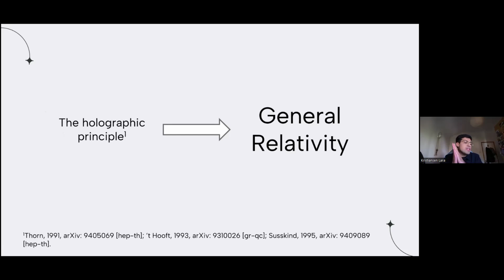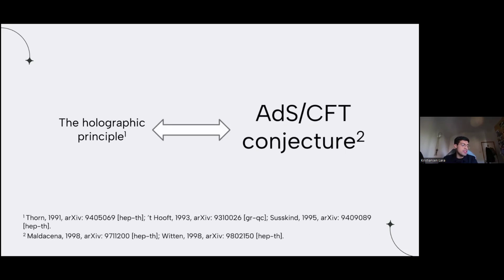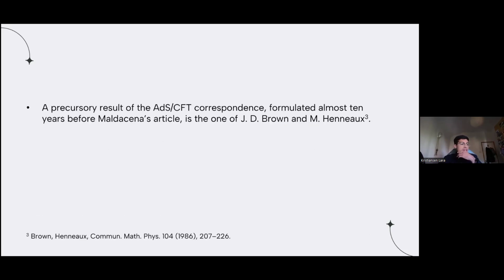They proposed that the dynamical content of a d-dimensional gravitational theory is encoded on its (d-1)-dimensional boundary surface. Its first concrete realization was done in a string theory context proposed by Maldacena, known as the AdS/CFT correspondence conjecture.